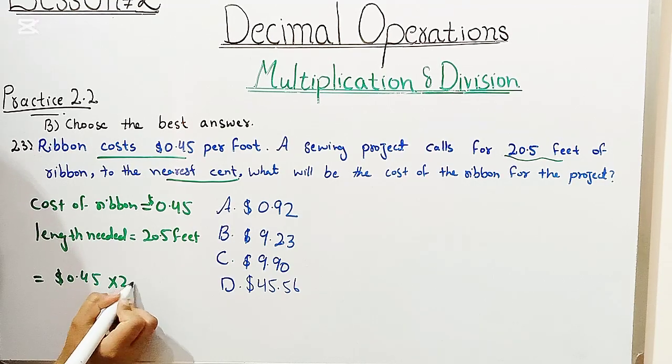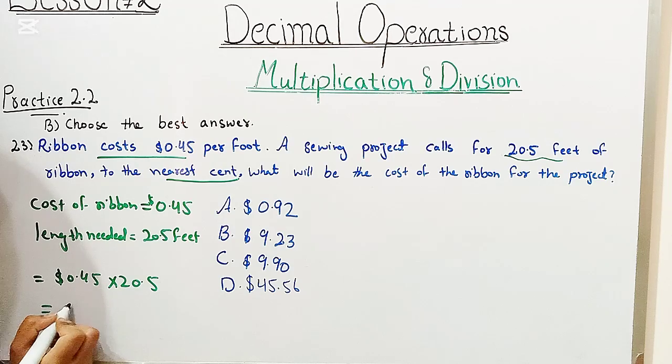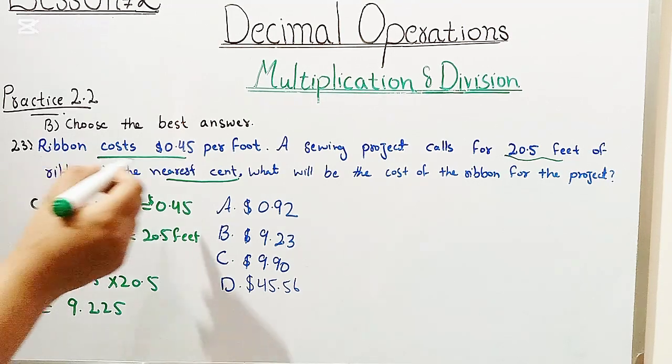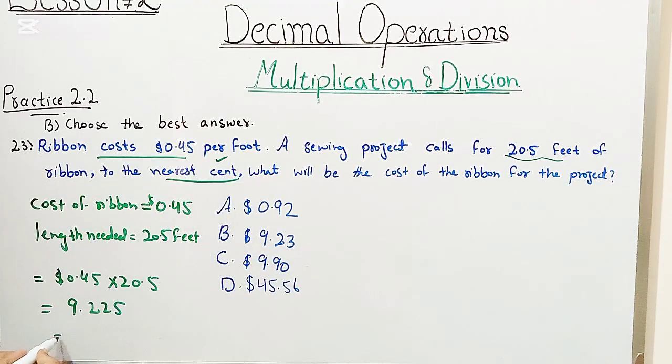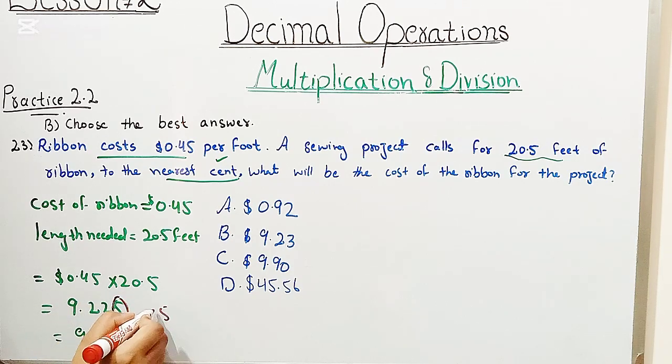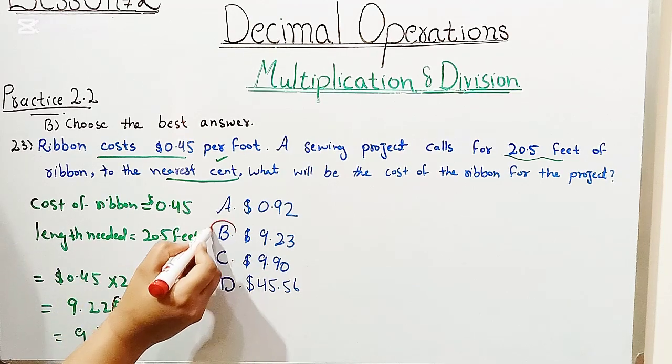0.45 multiplied by 20.5. My final answer is 9.225. Now we want the nearest cent, so we will round it to the cent. It will become 9.23. 5 is the deciding value. So if the digit is 5 or more than 5, the 2 will become 3. Now my correct option is B, 9.23.